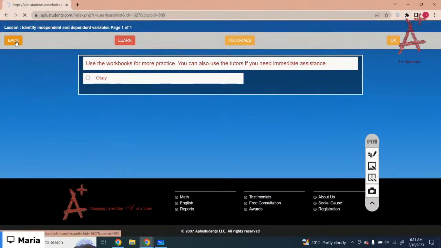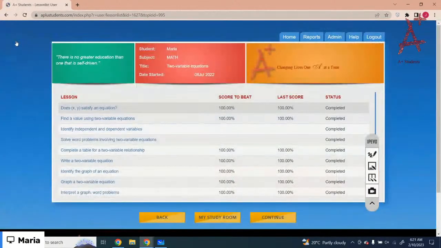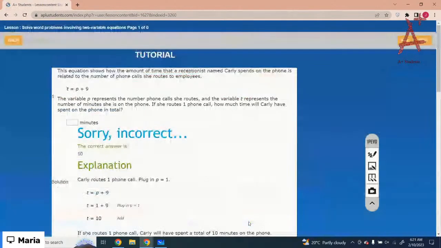Let's just move on to the next lesson, and the next lesson is solve word problems involving two variable equations. So let's just solve with the word problems. Okay, let's start with the first one. This section shows how the amount of time that a receptionist named Carly spends on the phone is related to the number of phone calls she routes to employees.